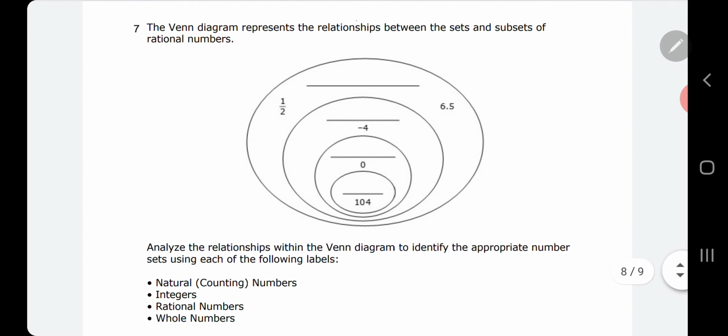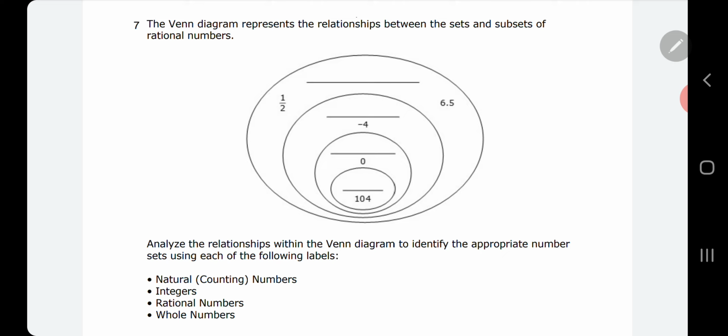All right, the Venn diagram represents the relationship between the sets and subsets of rational numbers. They want me to label or analyze the relationships with the Venn diagram to identify the appropriate number sets using each of the following labels.